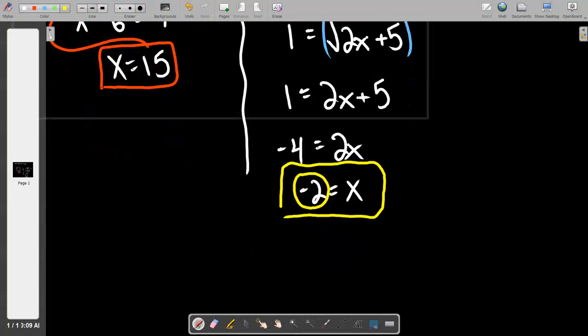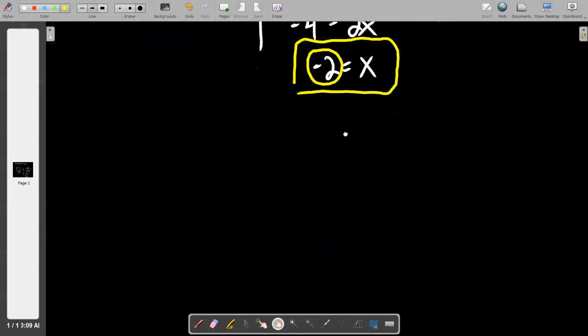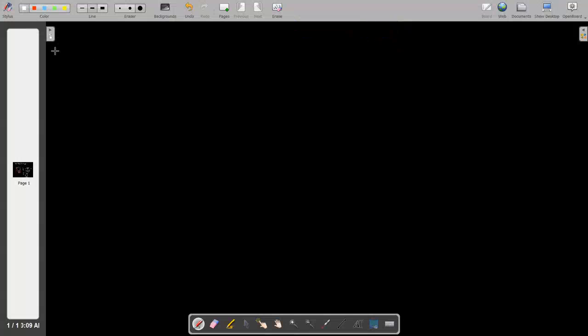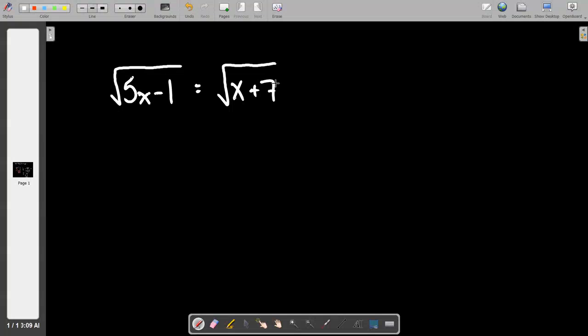Any questions so far? Okay. On the third problem, our third example, the idea of, quote, get the radical by itself isn't really going to be so much applicable. You'll see it's actually a very simple problem. The square root of 5x minus 1 equals the square root of x + 7.